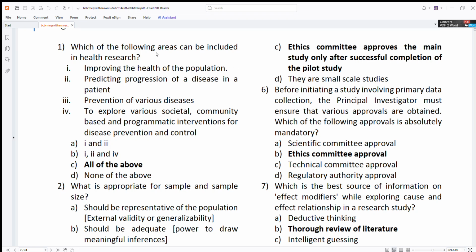Hello friends, so today I am going to be talking to you about multiple choice questions which are asked in the BCBR exam. BCBR stands for Basic Course in Biomedical Research.